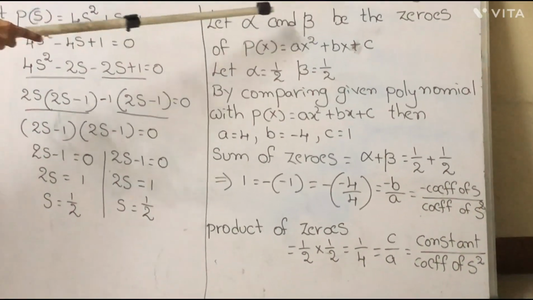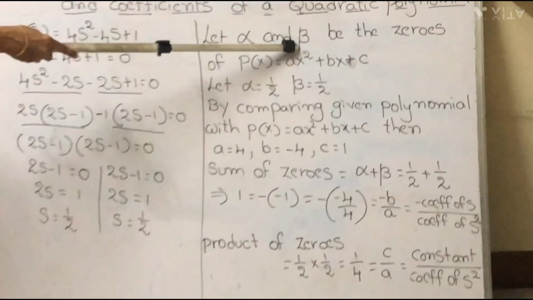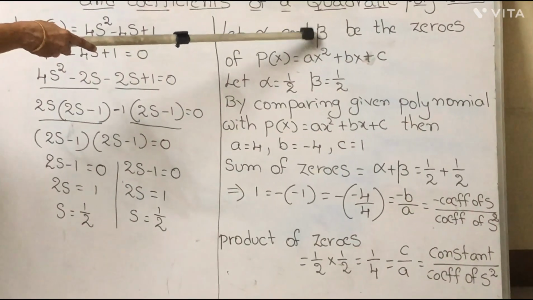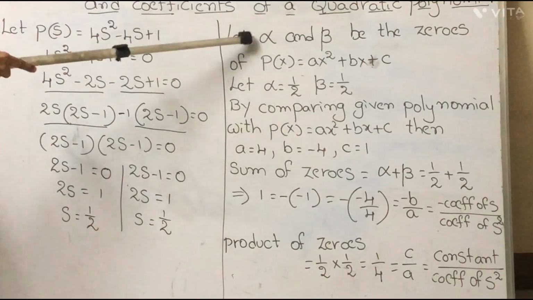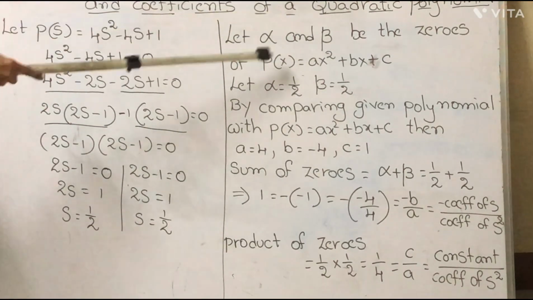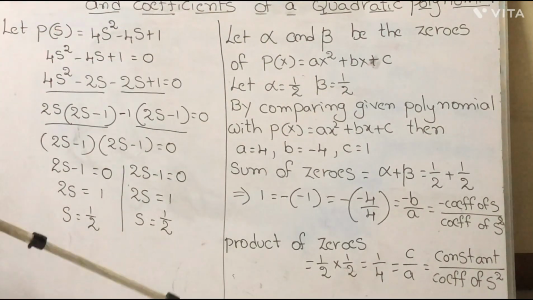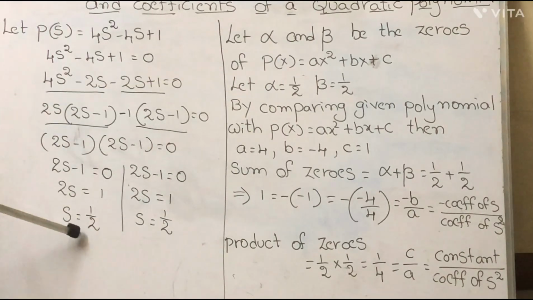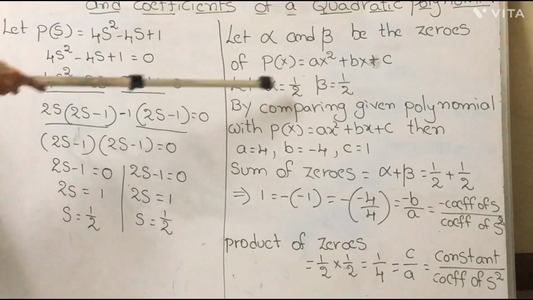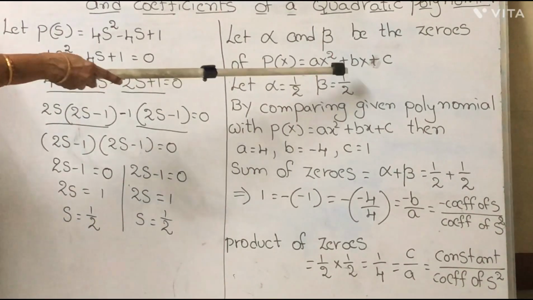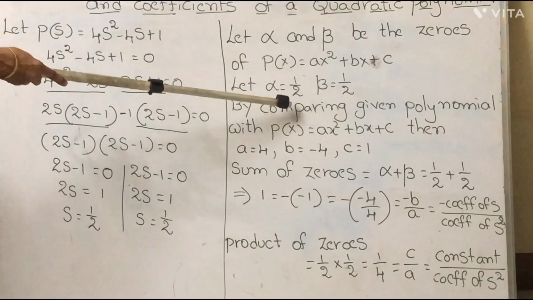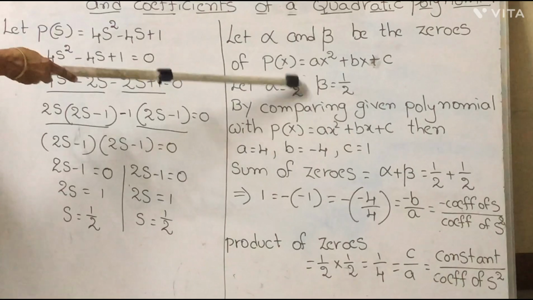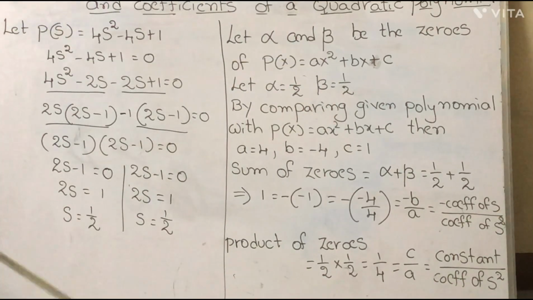These are the Greek letters we will use for symbolizing the zeros of a quadratic polynomial. Let alpha and beta be zeros of the quadratic polynomial. Now let alpha be equal to 1 by 2 and beta be equal to 1 by 2. We are assuming one is alpha and one is beta. Those are 1 by 2, 1 by 2.